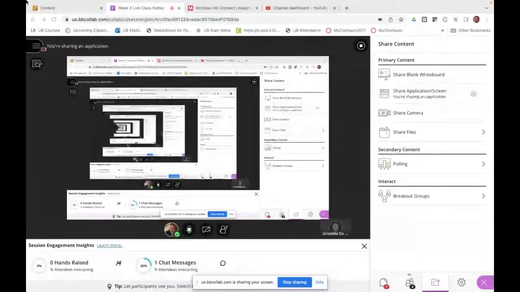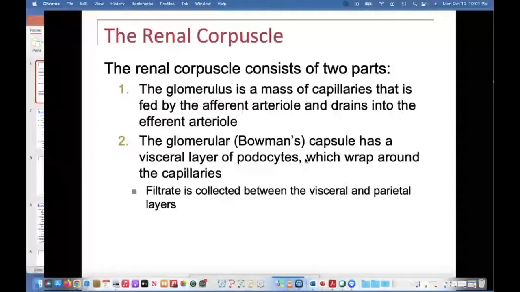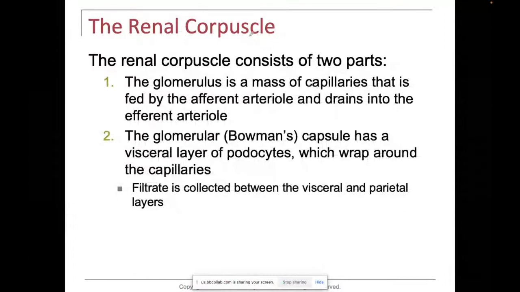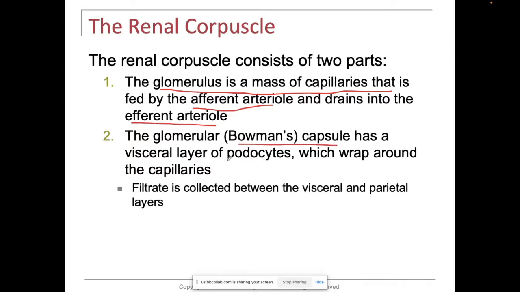Okay, welcome back, students. We're going to take a look at the renal corpuscle, or the Bowman's capsule, a little bit more. So the renal corpuscle consists of two parts. It's that glomerulus, which is the mass of capillaries, and it's fed by the afferent arteriole, and it's going to drain into the efferent arteriole. The glomerular capsule, or Bowman's capsule, has a layer around it of podocytes, which also wrap around the capillaries. And these podocytes are going to create these little filtration slits that are going to allow certain things to pass through there.